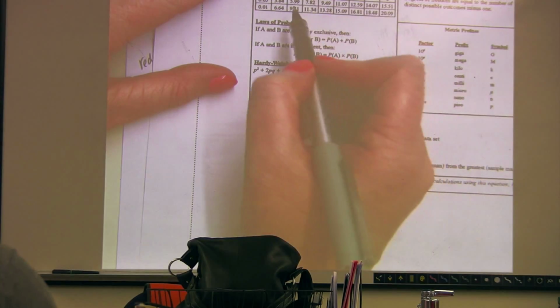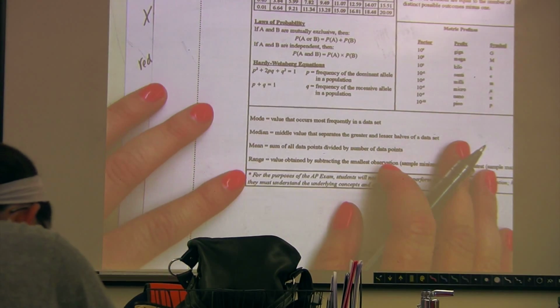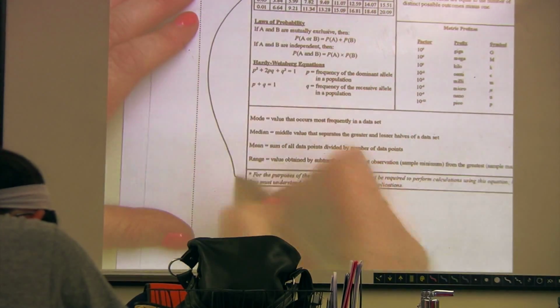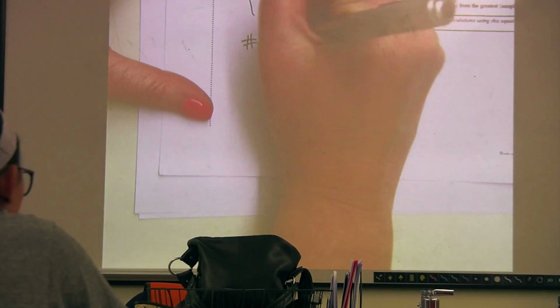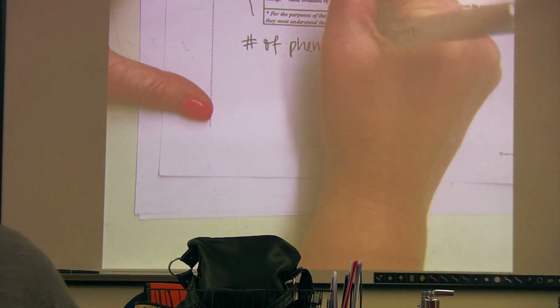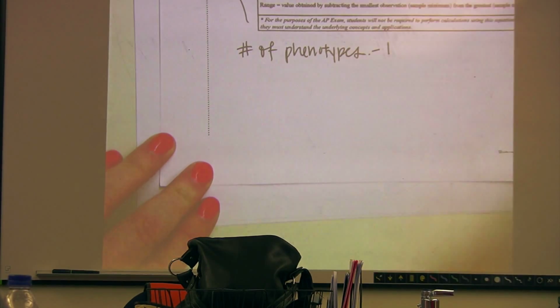How do you figure out your degree of freedom? This is a pretty easy thing. You look at the number of phenotypes. So if you're taking notes related to this, you're going to look at the number of phenotypes, right? And then minus 1. Number of phenotypes minus 1.